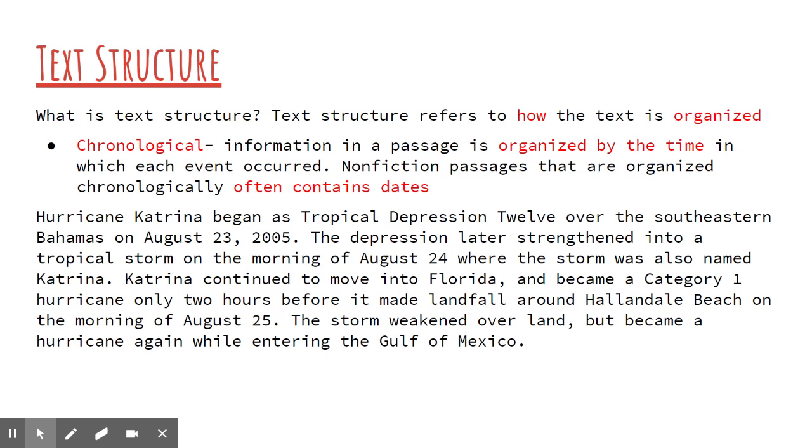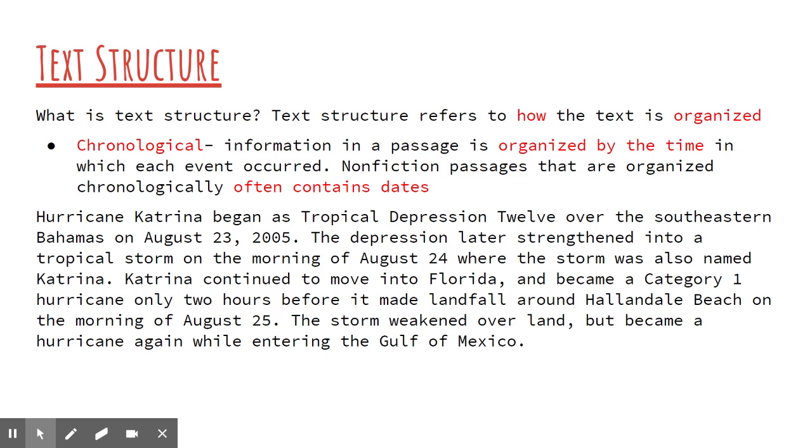This is important in nonfiction because if you understand how the text is organized, it might help you understand the information better. So the first one, we're going to look at 5 of them. The first one we're going to look at is chronological. Chrono means time. So when information in the passage is organized by time, that's going to be chronological. Usually it contains dates. There'll be a beginning, a middle, and an end to the story, but usually there's dates. So that's always a good clue.